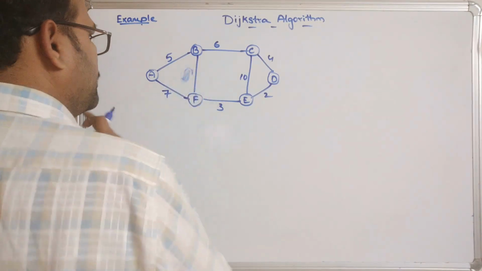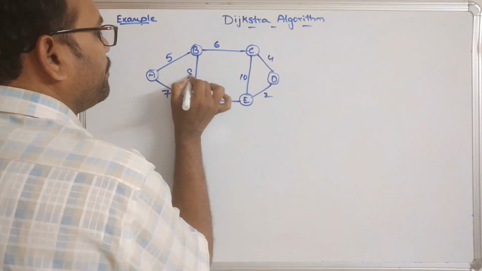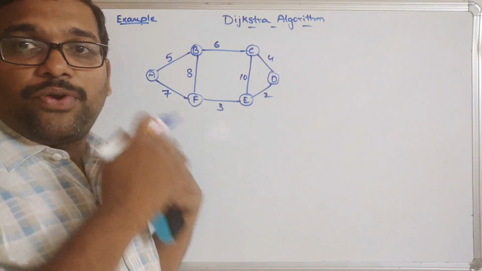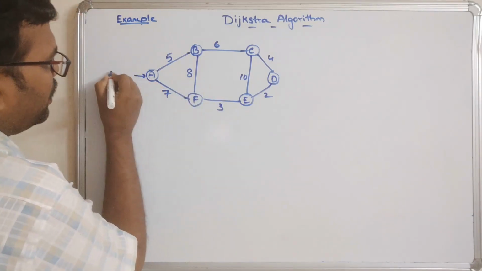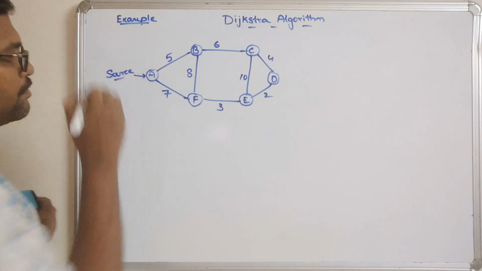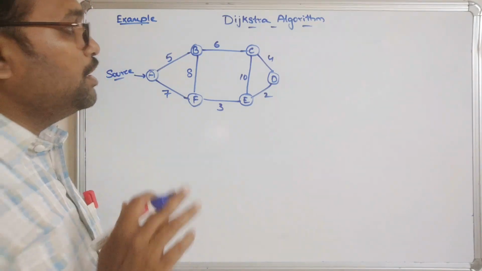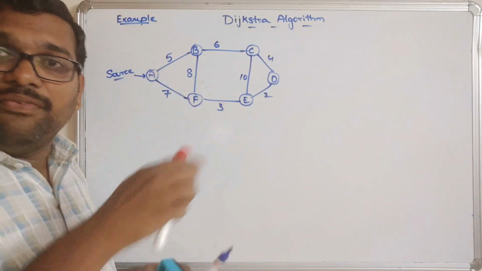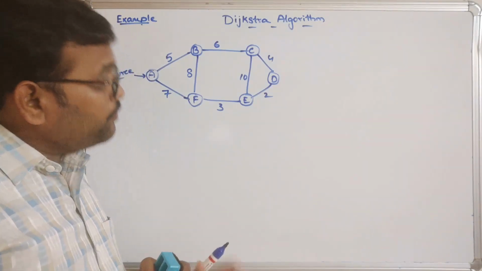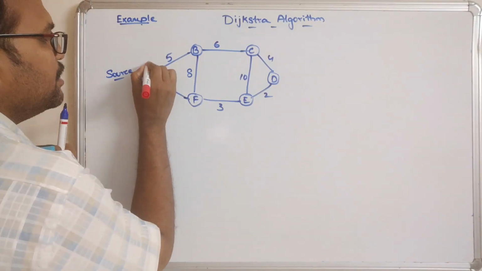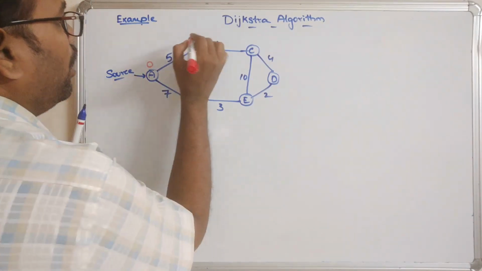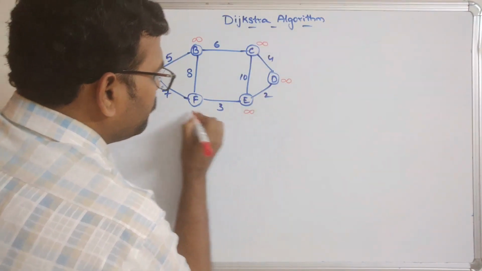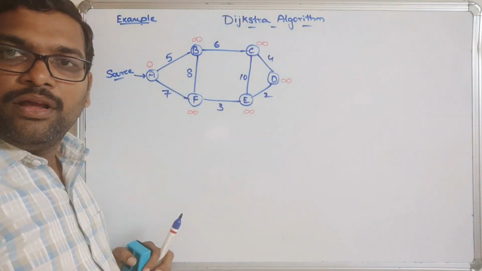Let us take it as 8. Okay, so this is a graph. Finally we'll get some tree. From the source, I'll consider this one as the source. That means A is the source. So first what we have to do is give the cost for every vertex. I'll update the cost for A as 0 and the cost of all other vertices as infinity.